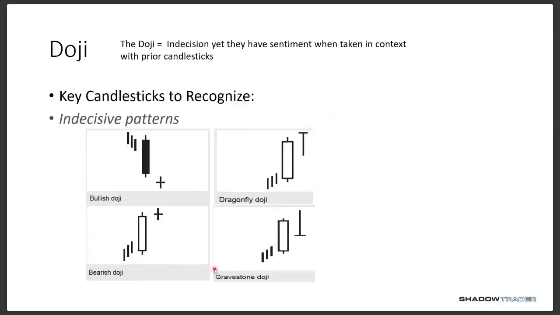Then we've got what's called a gravestone doji. Just think of somebody in the cemetery. Opened, tried to go higher. Oh, I don't like it up there. Got killed and came back down to where it opened. Statistically, the next candles are to the downside.